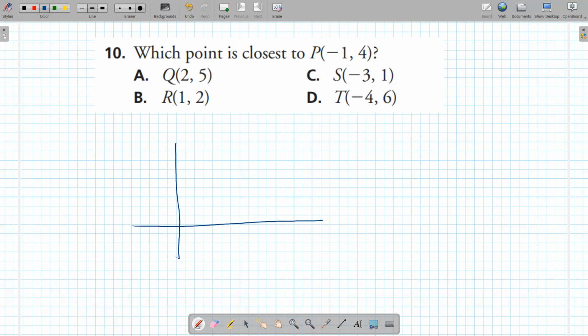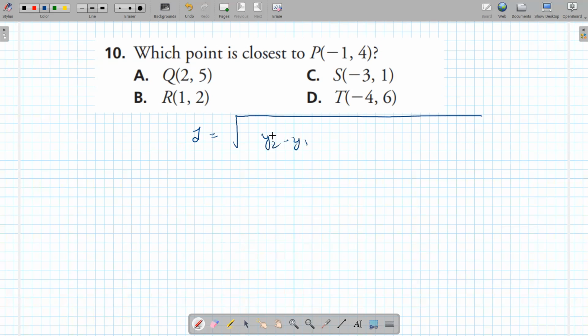What do I mean by this? If you look at the first point, (2, 5), and then our point is (-1, 4). Let's say we're trying to find the distance here. We're going to turn this into a triangle and find the hypotenuse. You find your rise and your run, which are the side lengths of the triangle, and then you find the hypotenuse using C. This is a shortcut formula for finding the distance.